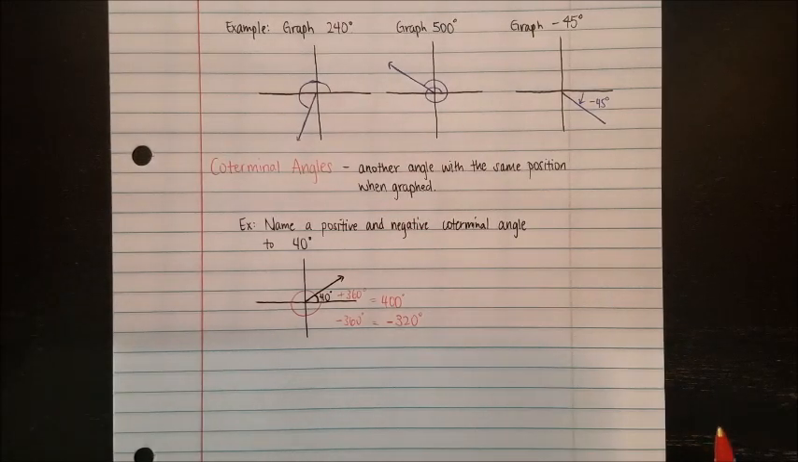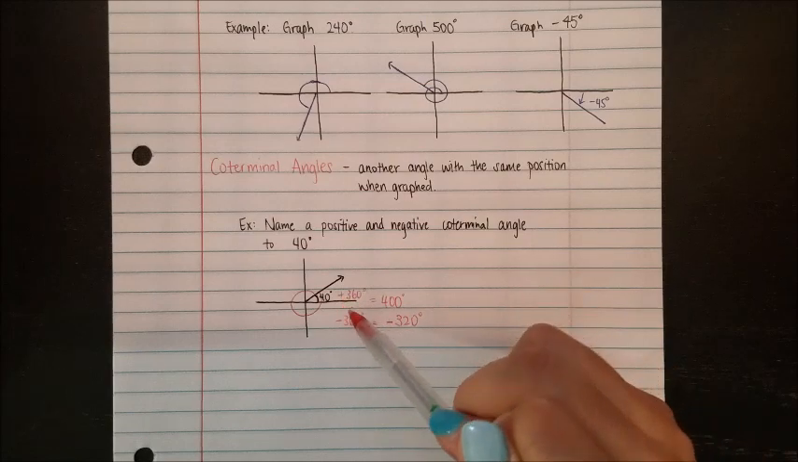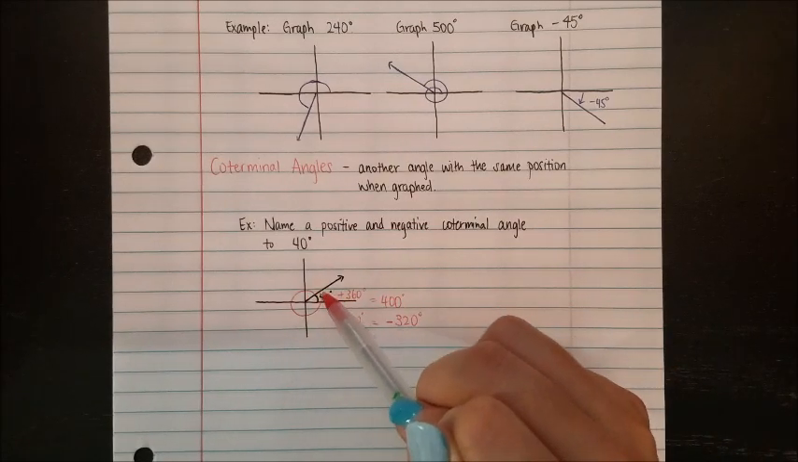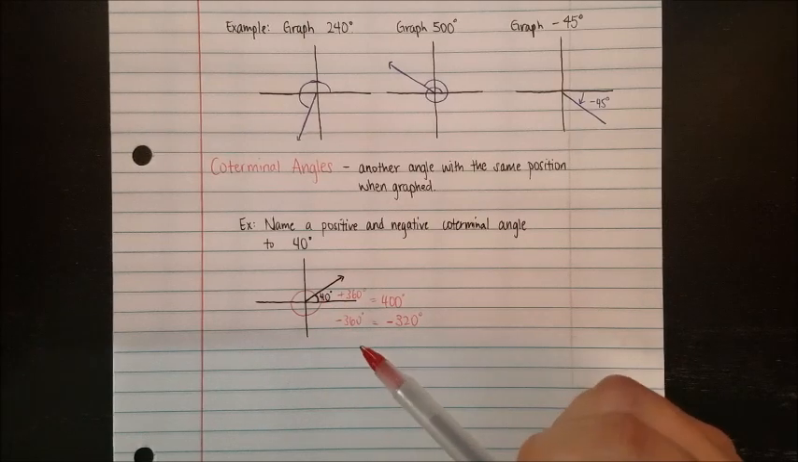There's actually an infinite amount of coterminal angles, so on your homework you can find as many as you want, even though they just asked for 2. Because if I took 400 and I added 360 again, that would get me to the same spot again, and that would be a new coterminal angle.